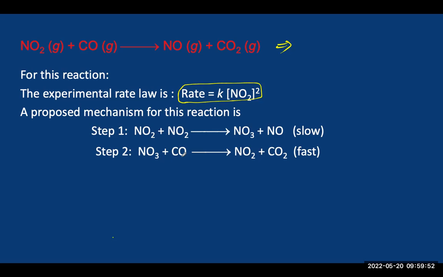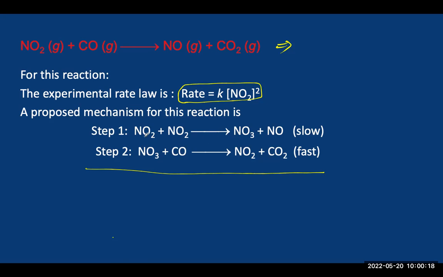So we need to see if this mechanism is valid or not. We will go through the two requirements. The first one: we need to add the steps and define the overall reaction. To add them, we will first try to find which substance can be cancelled out, and to cancel any substance out, it should be found in two different places, as a product and as a reactant.